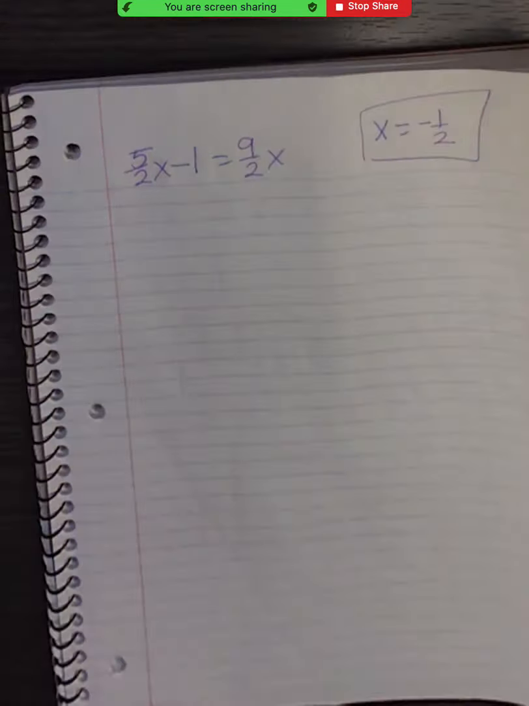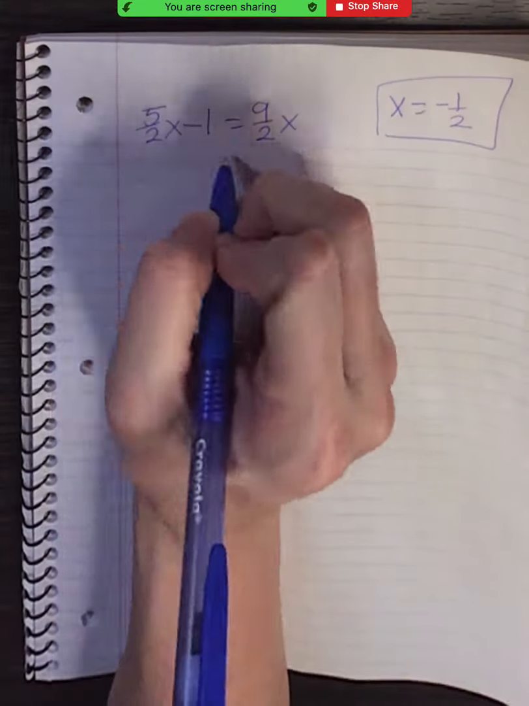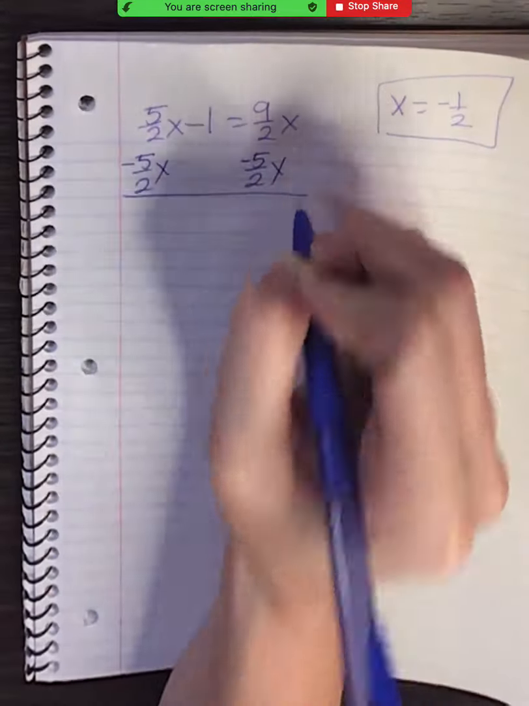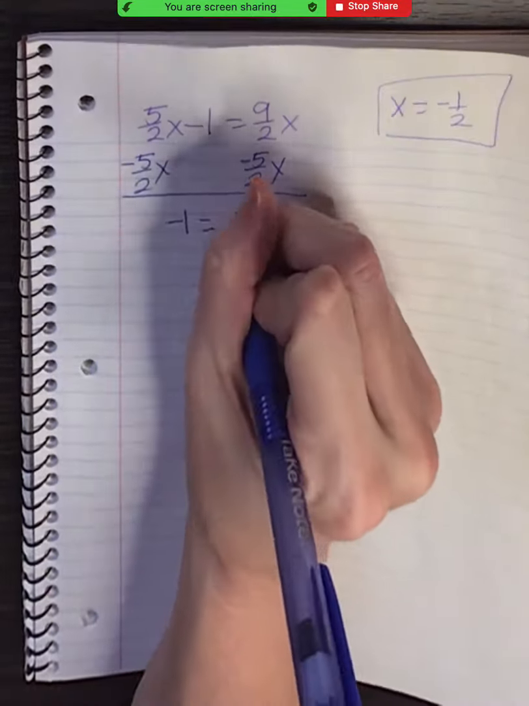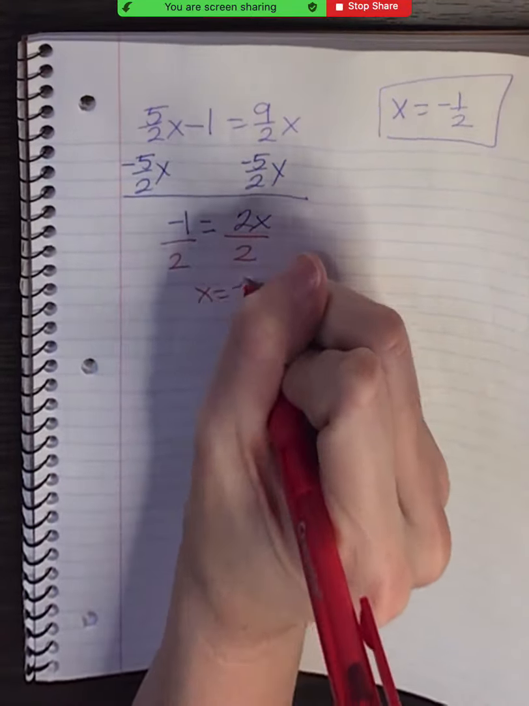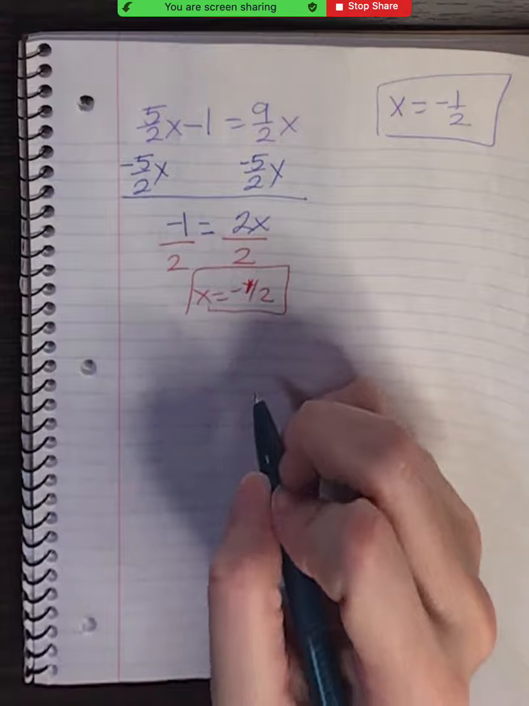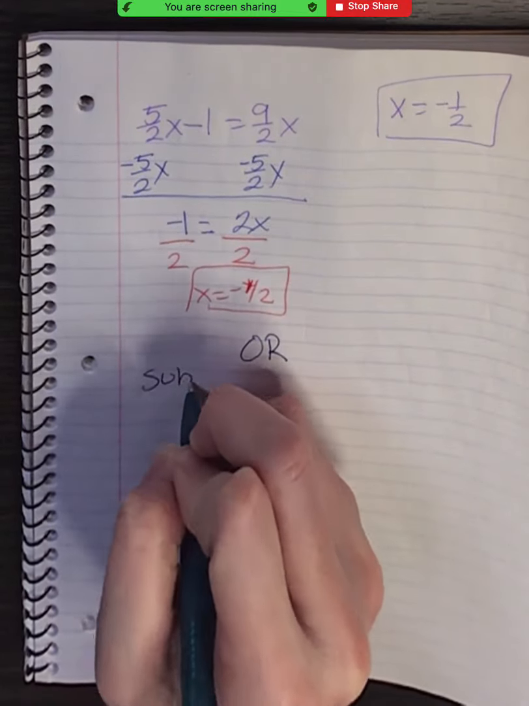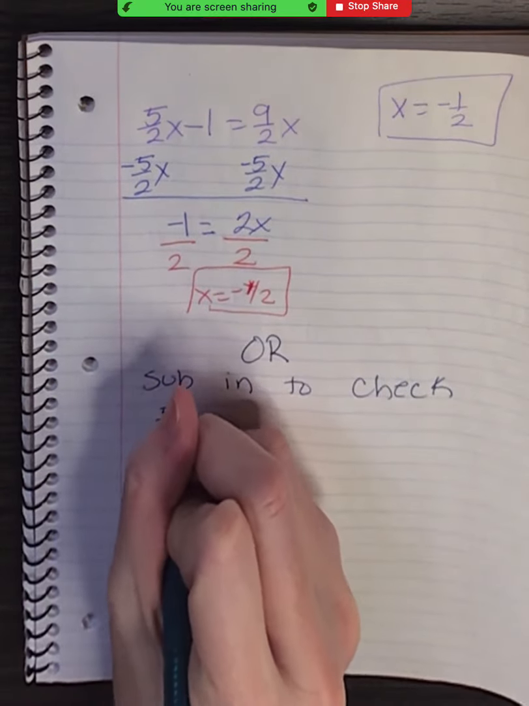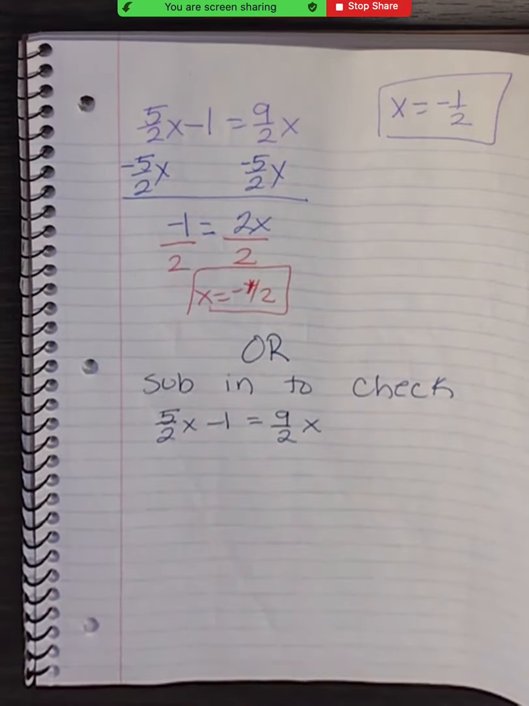I'm going to show you 2 ways to check this. Okay, one is to just solve algebraically. So I'm going to move the x's over to one side. I get -1 equals 2x, and then I'm going to divide by 2. So I get x is -1/2. Okay? Or you can substitute in. We're going to get 5 over 2x minus 1 equals 9 over 2x. But we're saying x is -1/2.